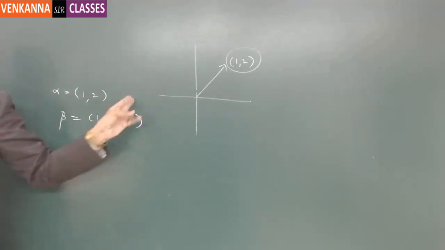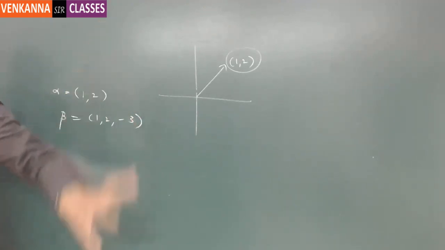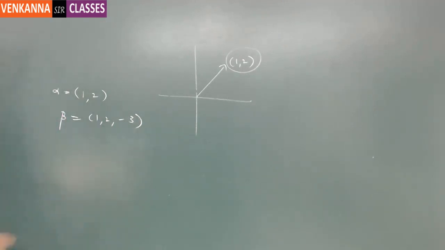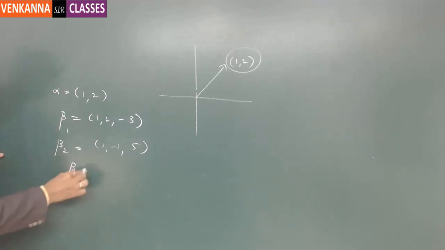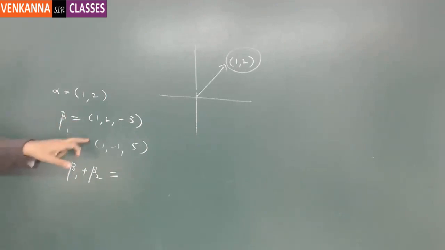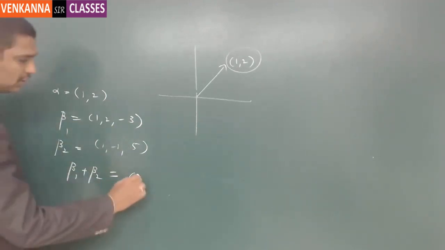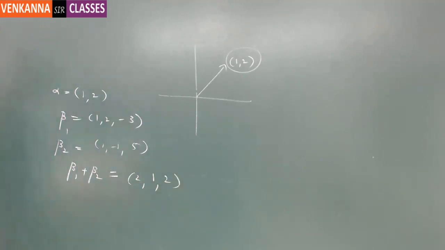You will take 2-dimensional, 3-dimensional, 4-dimensional and n-dimensional, and so on. Let me say I have taken two vectors, beta 1 and beta 2, and I am going to add them. So how am I going to add them? First plus first, second plus second, third plus third. So this is the result. So this is called vector addition. You can extend this property to n number of coordinates, 2-dimensional, 3-dimensional, 4-dimensional and n-dimensional. Clear?